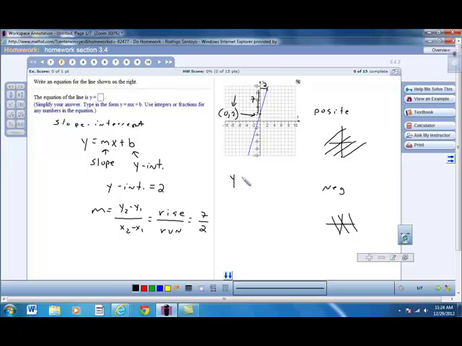Now they want us to put this answer in the form y equals mx plus b. Now we can, because we know what our m is. Our m is 7 over 2, x plus, and we know what our b is. Our b, otherwise known as our y-intercept, is just 2. So now we just set it up in y equals mx plus b.